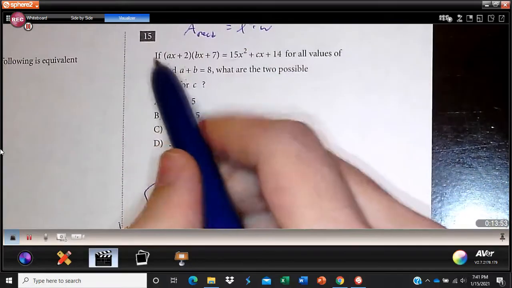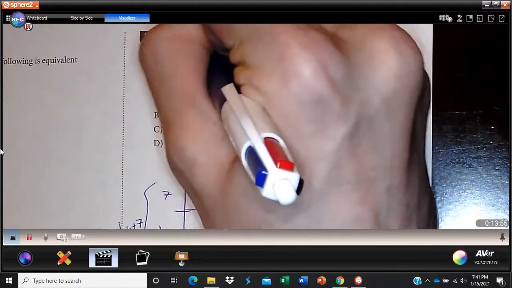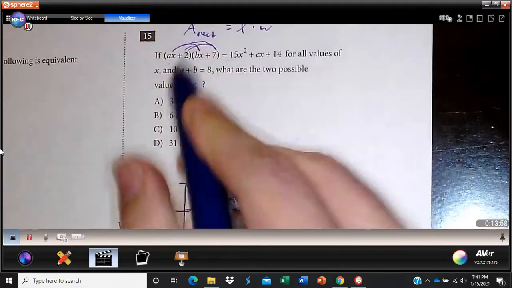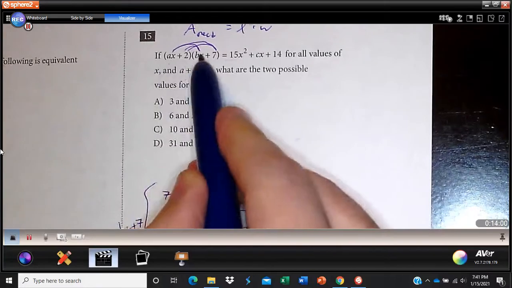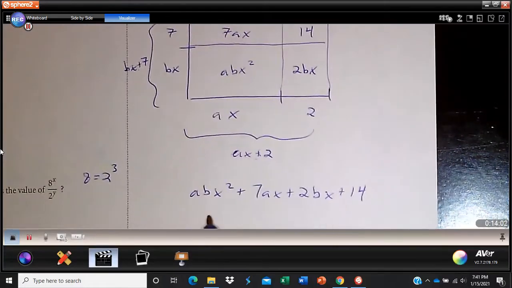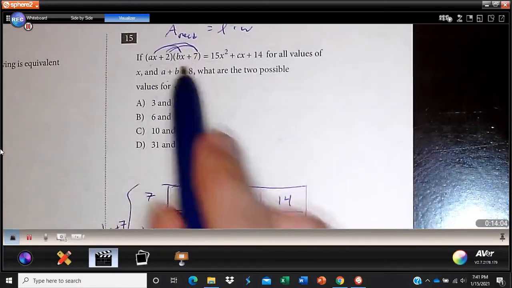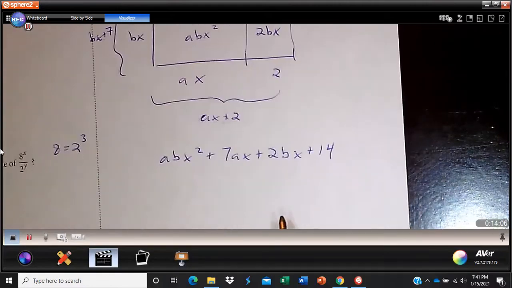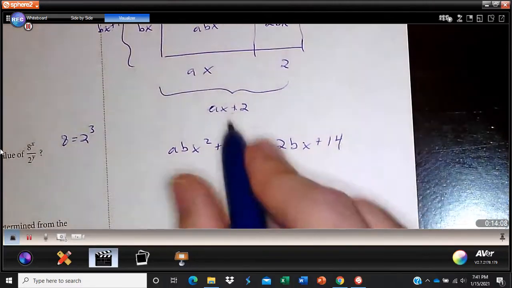That's exactly what you would get if you applied the FOIL method as well, where you do ax times bx, which would be abx squared. That would give you your first term. And then you'd get all the other terms from the rest of the multiplications. This is just another way of expressing that.